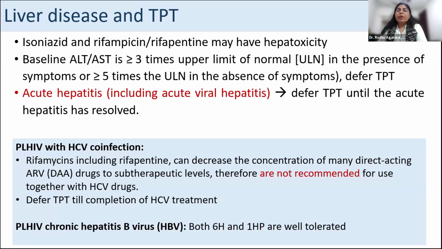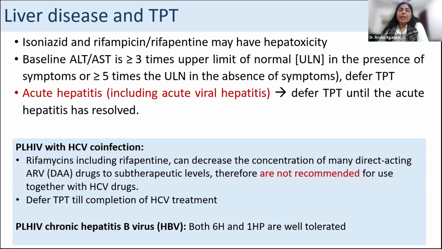And the same would apply for the conditions of acute hepatitis, including the viral hepatitis. So if you're getting patients with Hep B, Hep C who are in the acute condition and have deranged ALT or AST, in such cases, you can defer TPT unless the condition has resolved.